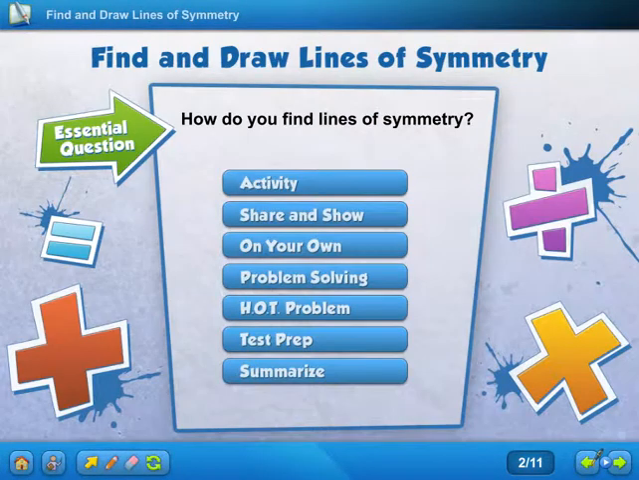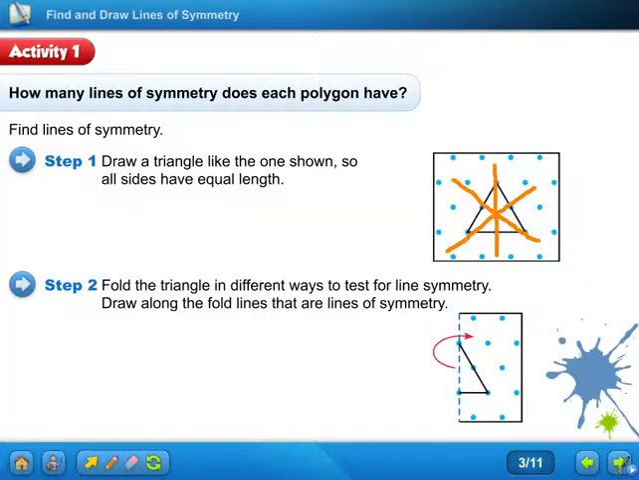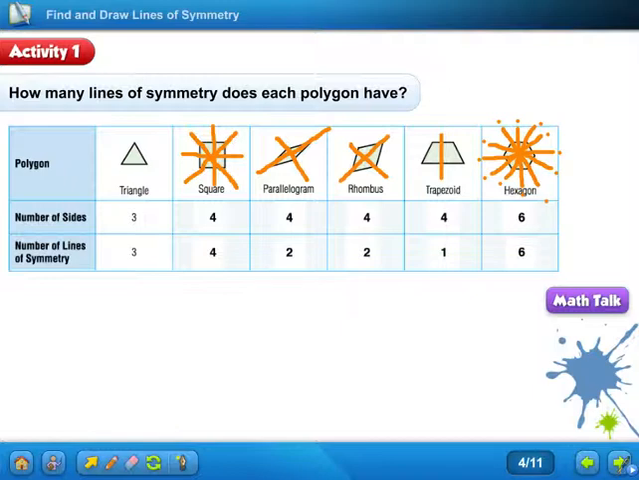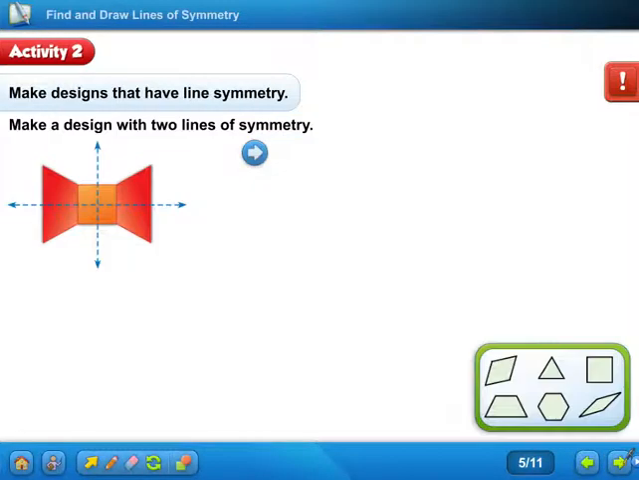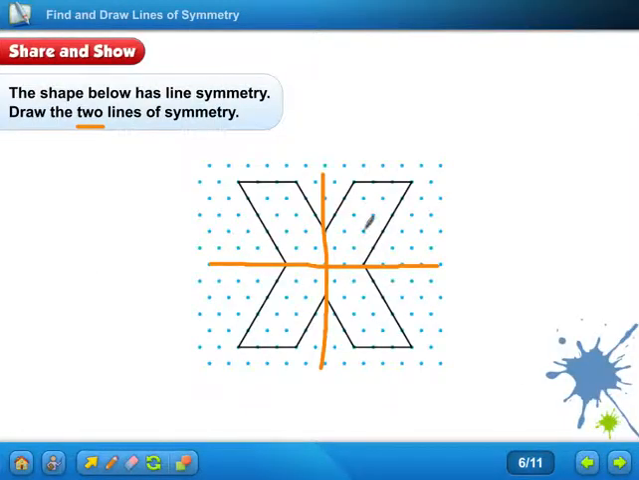All right, let's go back to our question. It says, how do you find lines of symmetry? Well, we drew it, and then we could fold our paper. And we also looked at the different sides and the number of lines of symmetry. That helps. And we also, again, drew it and folded it.